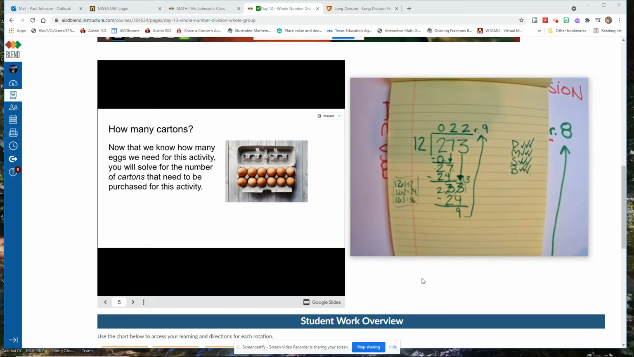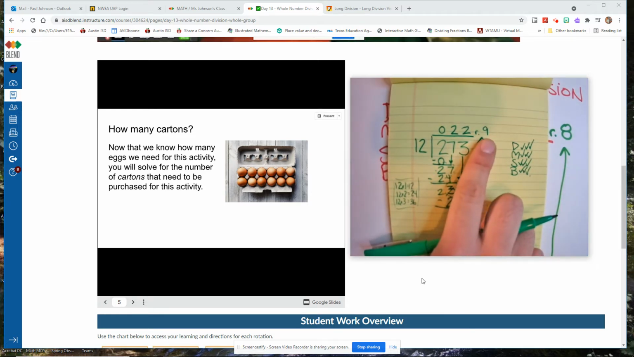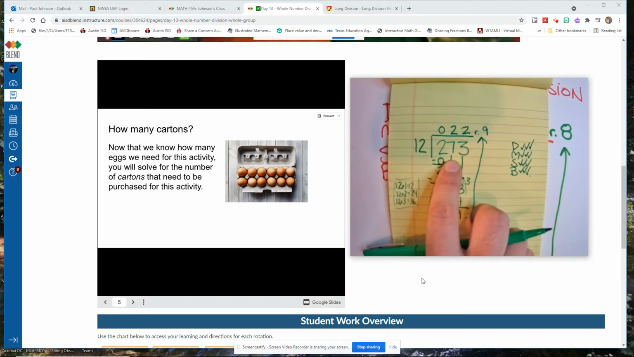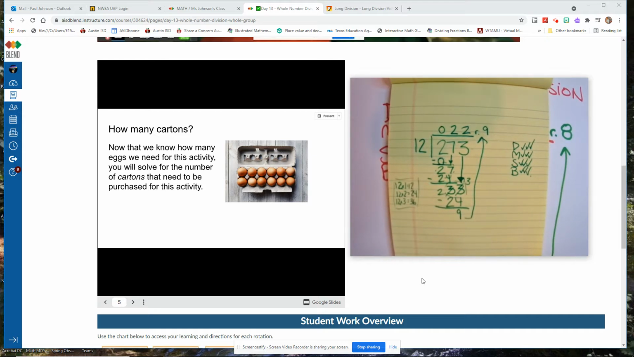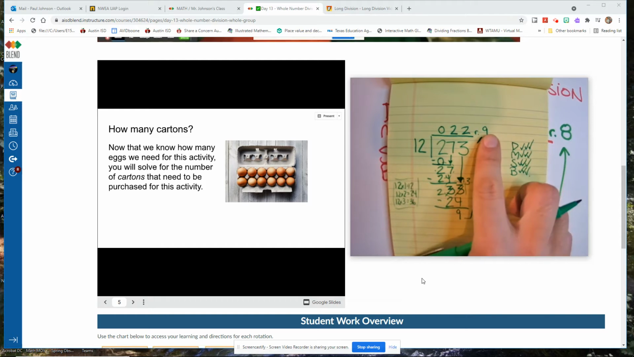So how many cartons do we actually need to buy? If we bought 22 cartons, we'd be 9 eggs short, because we still need 9 more eggs to make 273 eggs. So how many cartons should we buy? We should buy 23 cartons, and then we'll have extra eggs just in case some broke or something like that. So that's called interpreting the remainder.